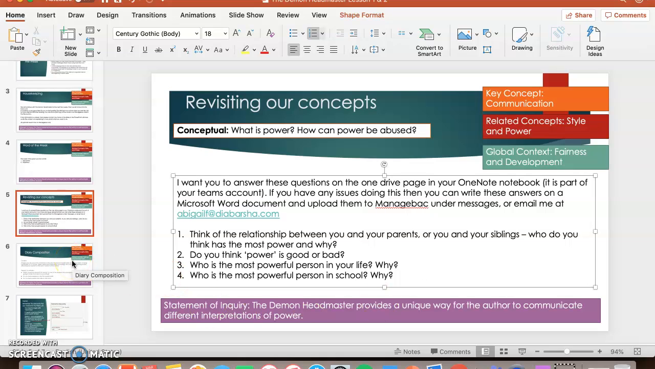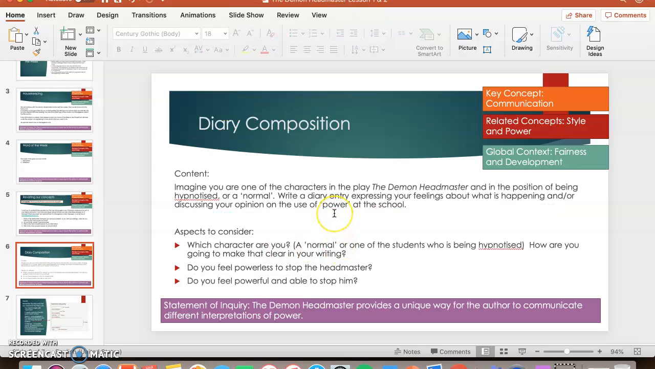Once you've done that, I want you to move on to the next task. Now, these two tasks, so revisiting the concept of power is task 1, and then the diary composition is task 2. This should take you 2 lessons, so this should take you 2 hours, okay? If it takes you longer than 2 hours, please let me know, as I don't want to burden you with lots of homework. That's not the idea.